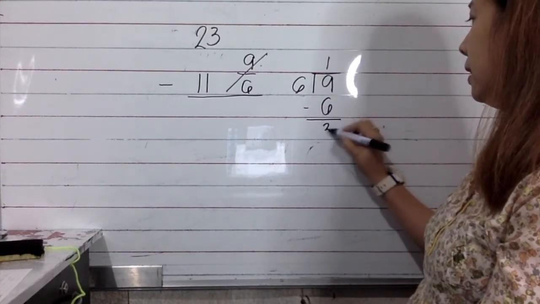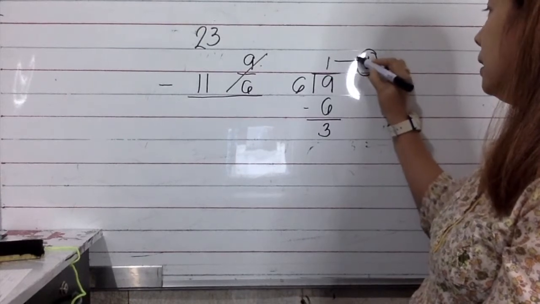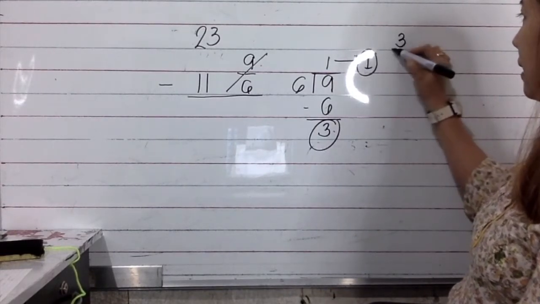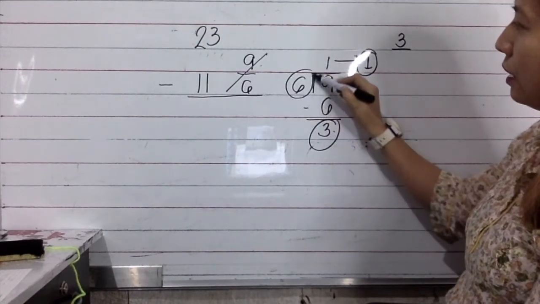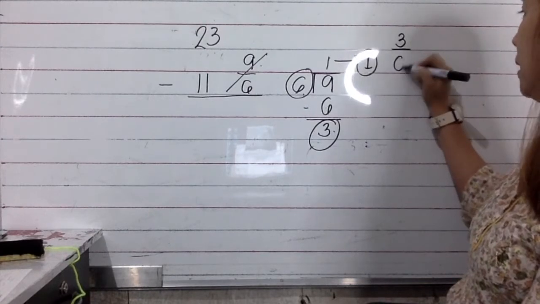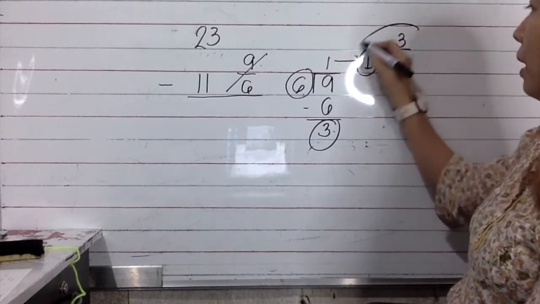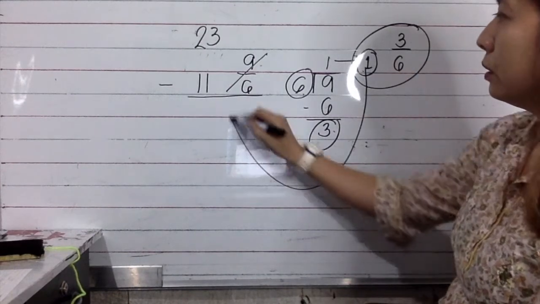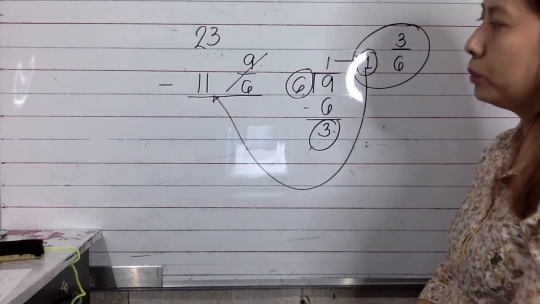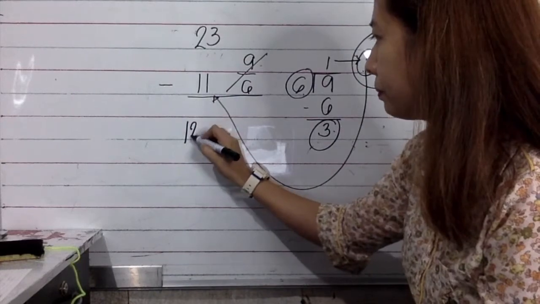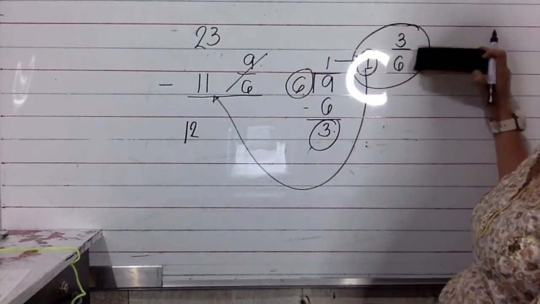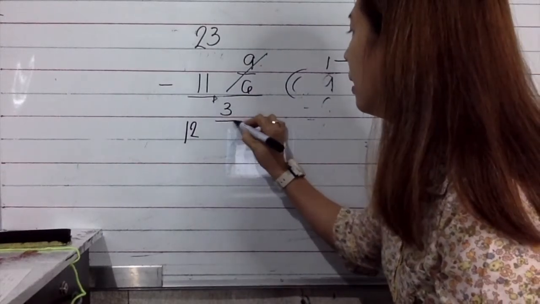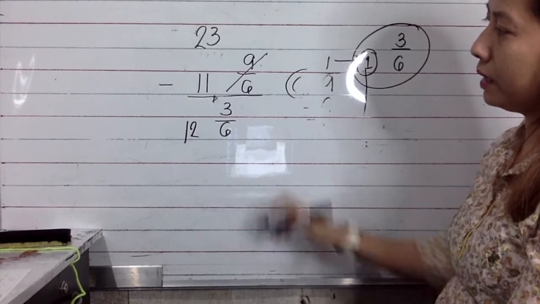9 minus 6 is 3. 1 will be the whole number because it is the quotient. Then we are going to use the remainder 3 as the numerator, and we are going to use the divisor 6 as the denominator. Okay, so we are now having a mixed number. So we are going to add 1 to the subtrahend. It's 11 plus 1 is 12. And then we are going to use the fraction 3 over 6. So it is now a mixed number.